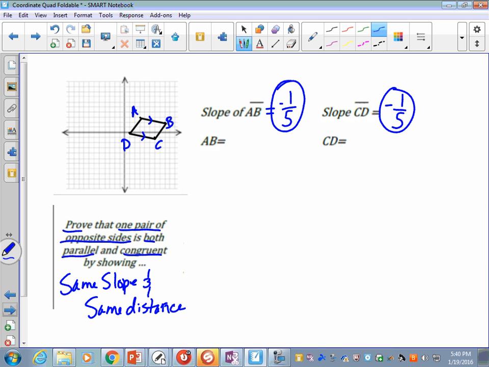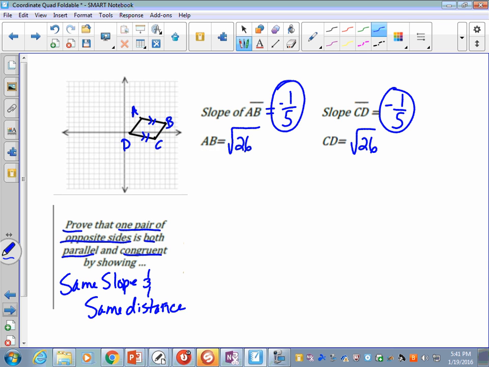Then I want to look at the distance of AB. We did this already. And we also remember, I talked about how you can just use your numbers in your ratio to represent your slope. So basically we had square root of 26 and the square root of 26. Wait, 1 squared plus 5 squared is 26. So I'm proving that the opposite sides are also congruent.